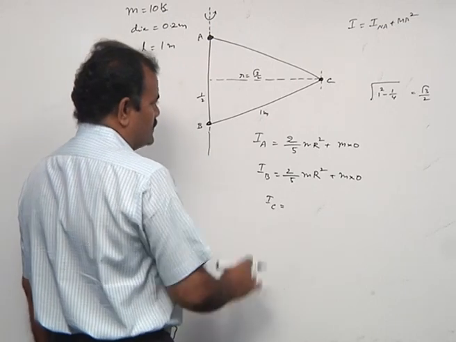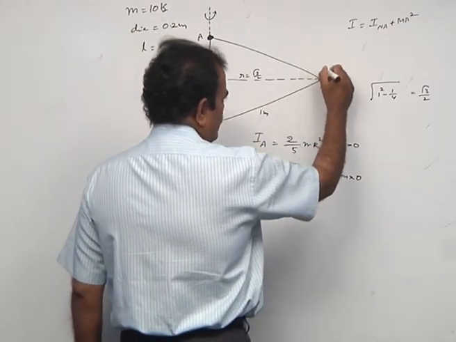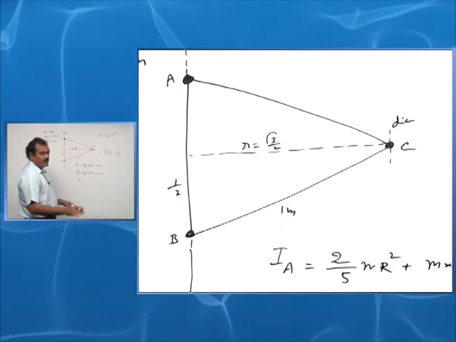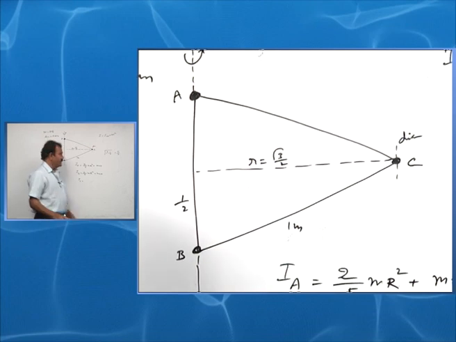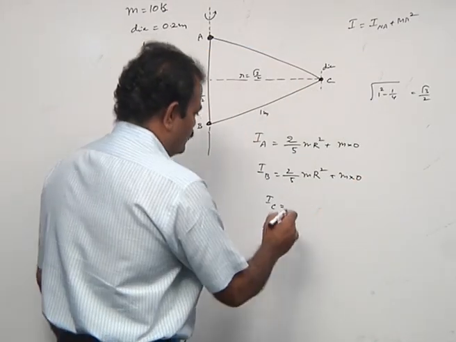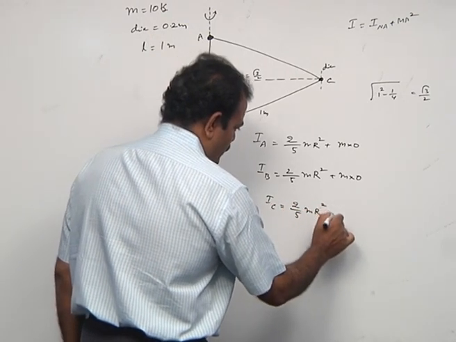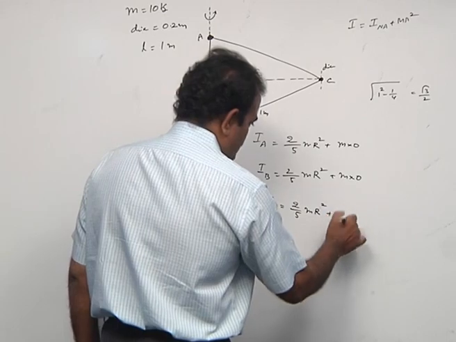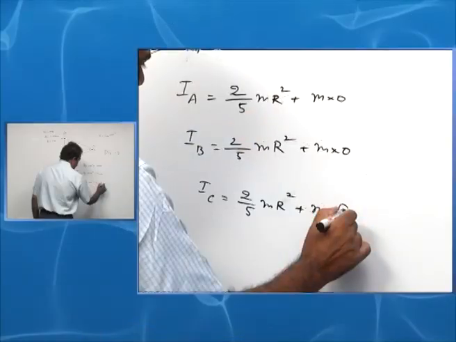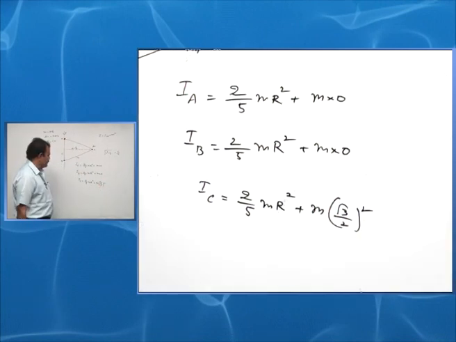Now, coming to this IC, here the diametrical axis and the given axis AB are not at all coinciding, and they are maintaining some distance of separation also. Because of that reason we have to take 2 by 5 mr square plus m times the distance of separation squared, so root 3 by 2 whole square.